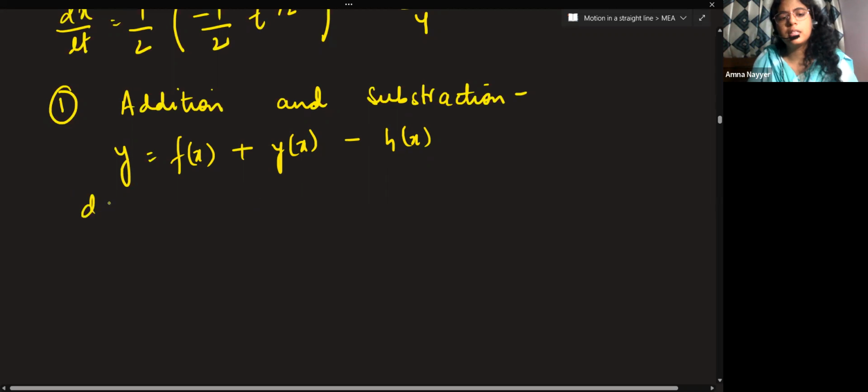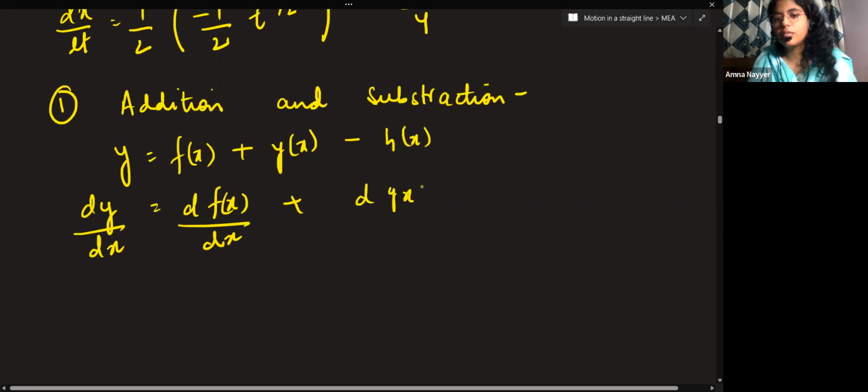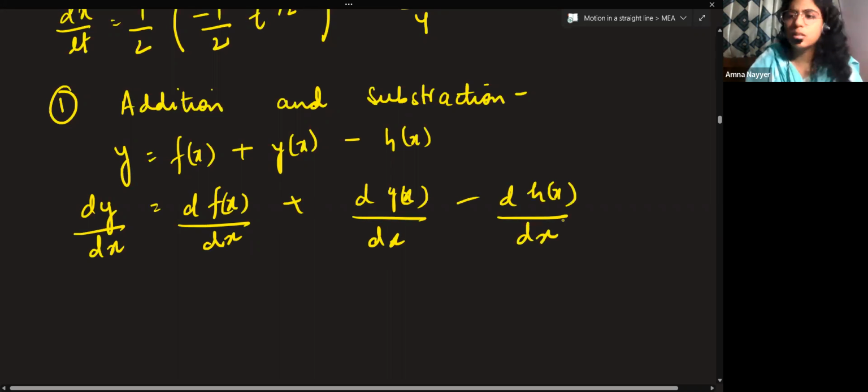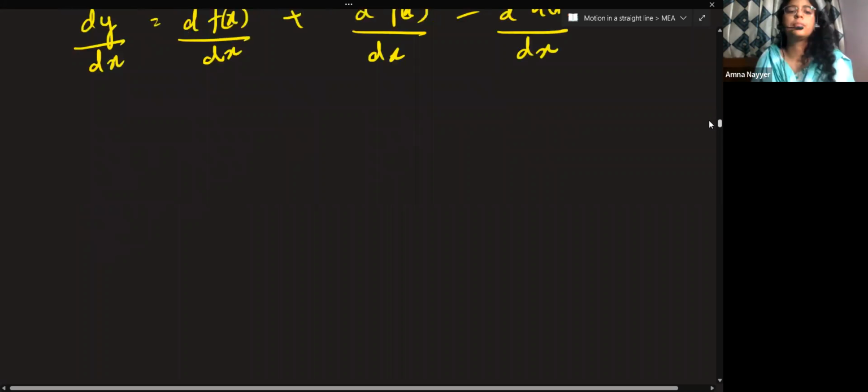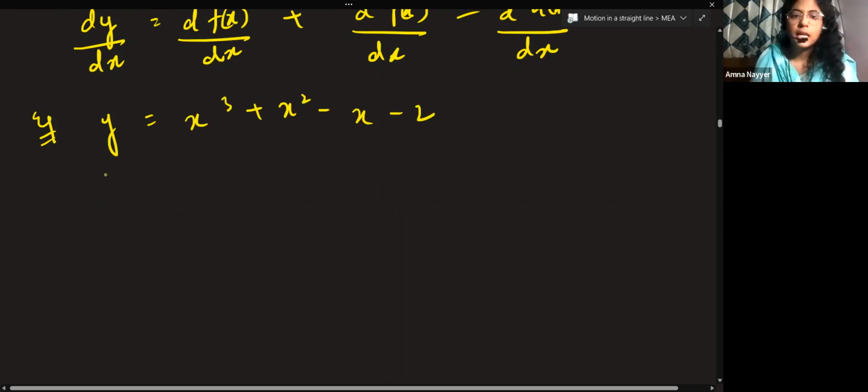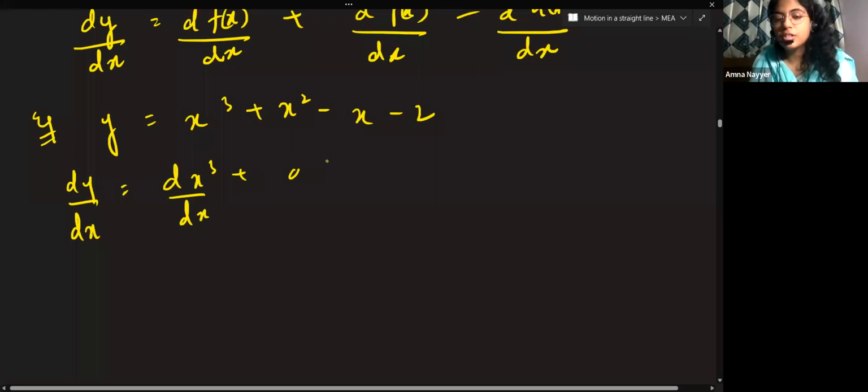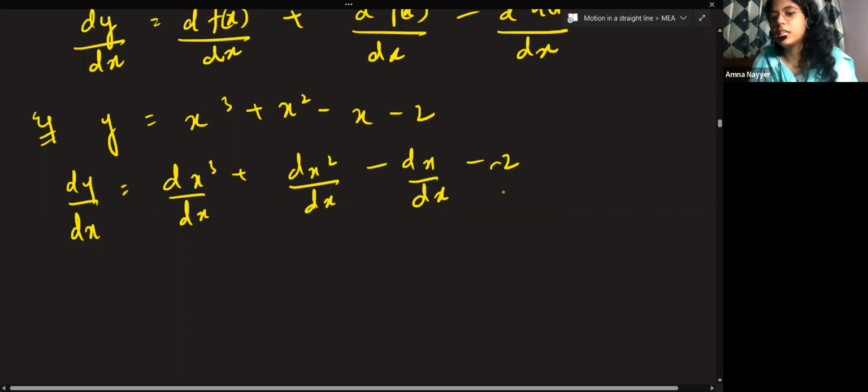For example, if you have dy over dx, this will be the differentiation of this plus the differentiation of y minus the differentiation of x that you have. Now this will not get clear without the help of an example. Let's take one example. I have taken a random example, x cube plus x square minus x minus 2. For dy over dx, first I have to differentiate this, then this, then this, and finally this.